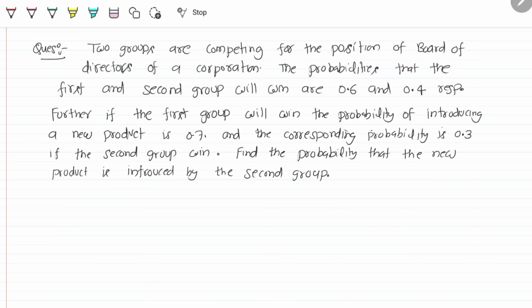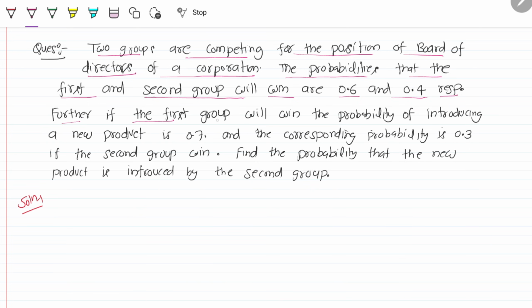So I put the question for you. It looks very lengthy, but actually it is very easy. Just read line by line, then we will start the solution. The question: two groups are competing for the position of board of directors of a corporation. The probability that the first and second group will win are 0.6 and 0.4 respectively.